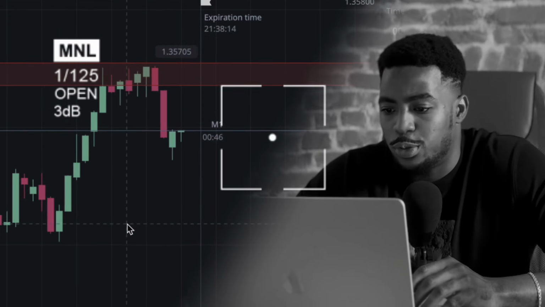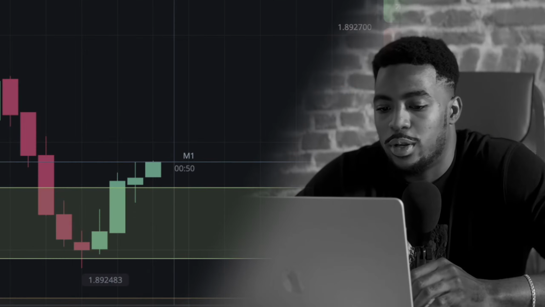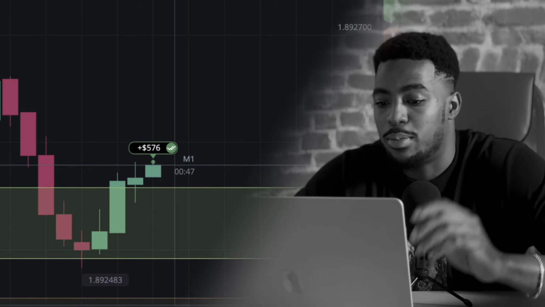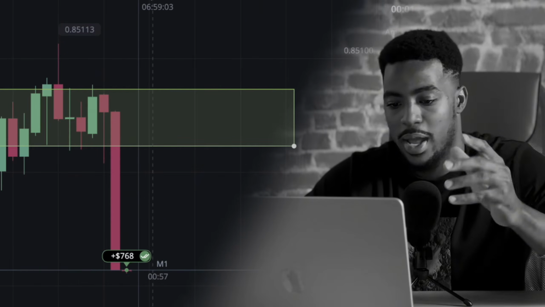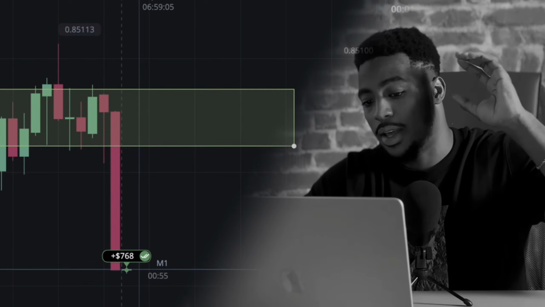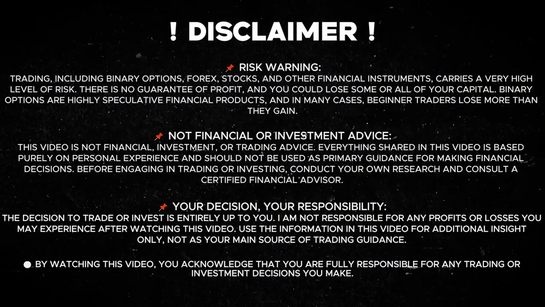We closed our first trade and increased our balance. The second trade on this currency pair also closed in profit. Nevertheless, we managed to make a profit from this, and that's very good.